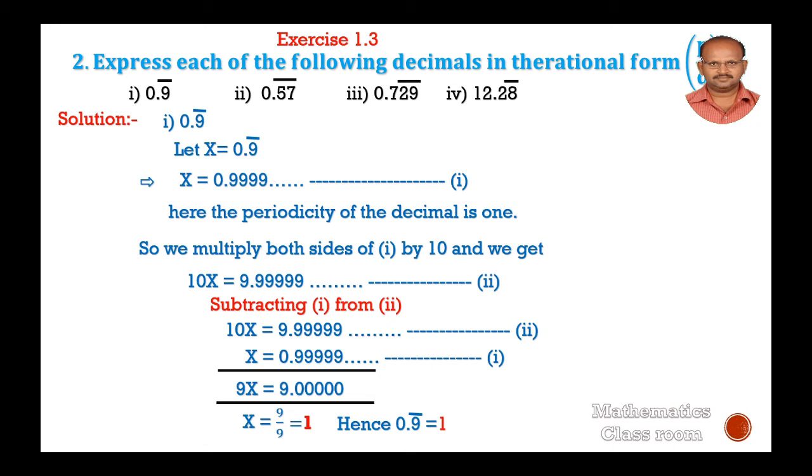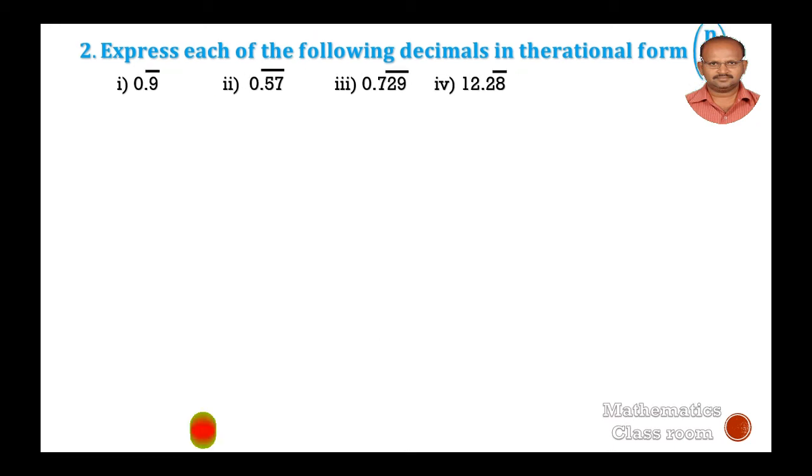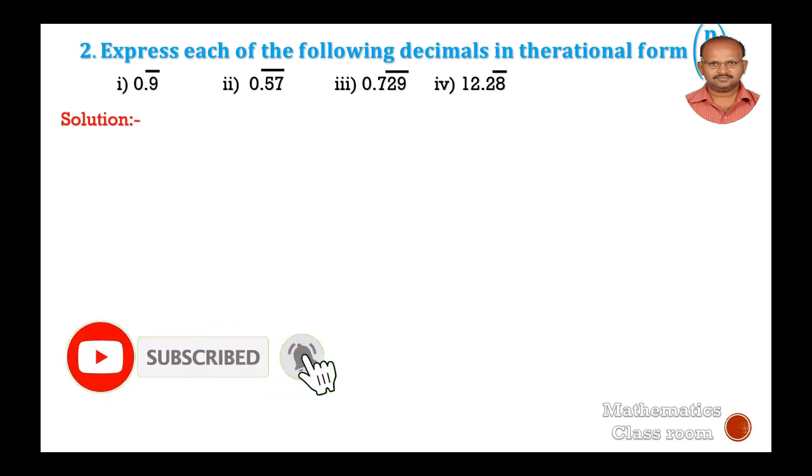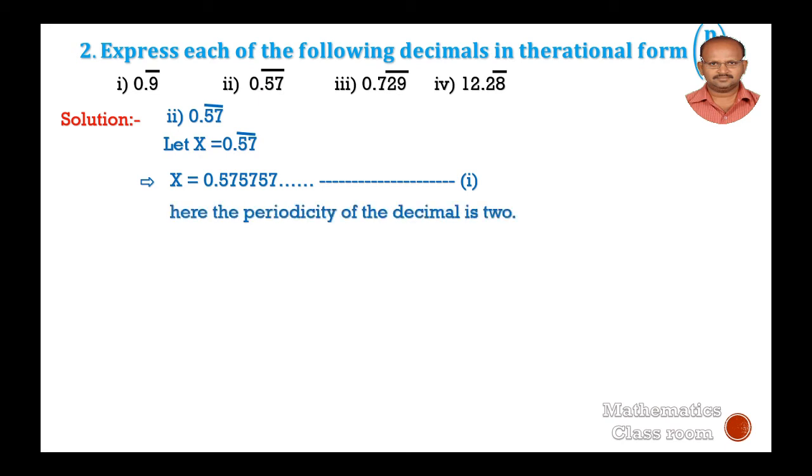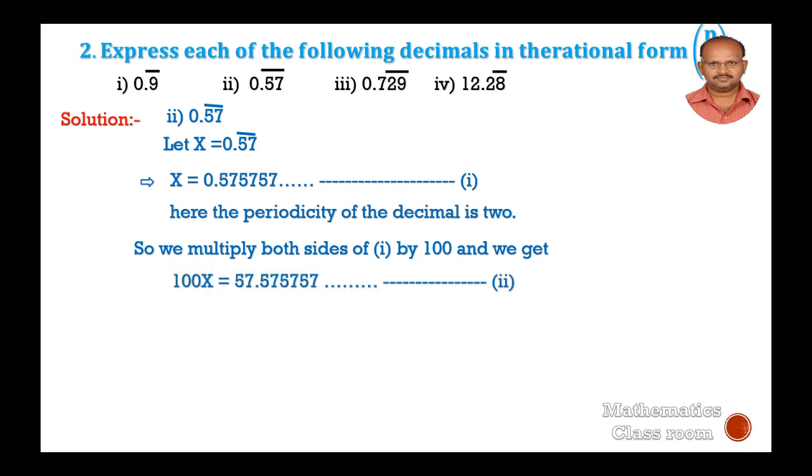Then go to the second one, 0.57 bar on 57. Let x is equal to 0.57 bar on 57. Then x is equal to 0.57, 57, 57 and so on. It is equation number 1. Here the periodicity of the decimal is 2. So we multiply both sides of 1 by 100 and we get 100x is equal to 57.57, 57, 57 and so on. It is equation number 2.